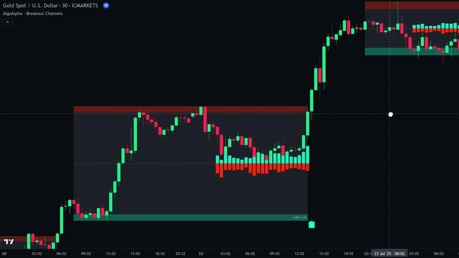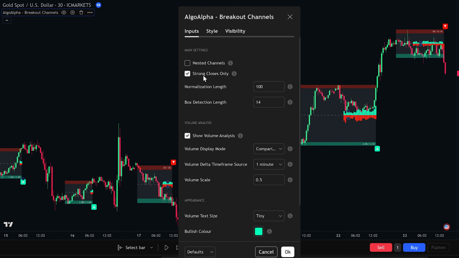Alright, let's quickly check the Smart Money Breakout Channels indicator settings. You'll see nested channels at the top. Leave it off if you want one clean box at a time, or switch it on if you'd like to see multiple channels stacked together. Right below that is strong closes only. Keep this on if you want to filter out weak wicks and only catch breakouts confirmed by strong candle closes.